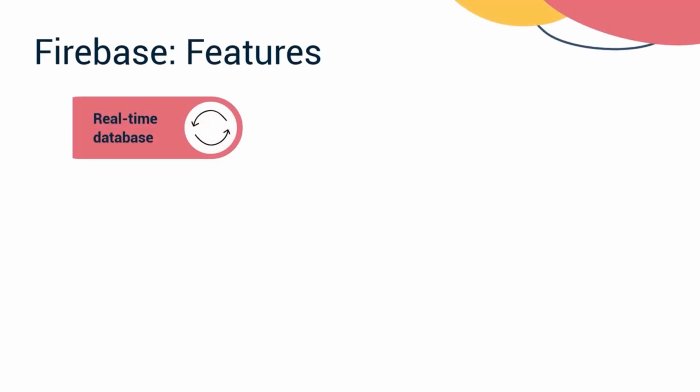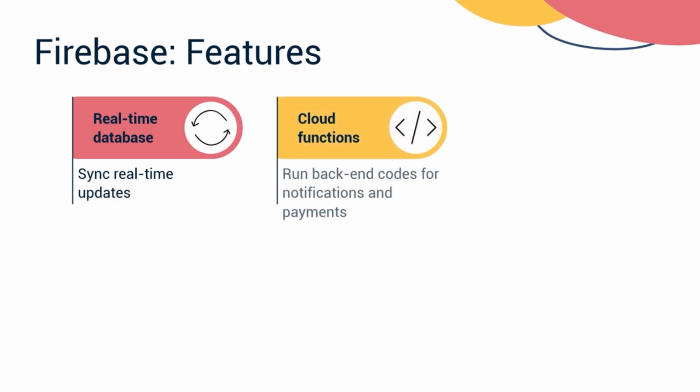Firebase offers a real-time database, which is a NoSQL database that stores data in JSON format and syncs data in real time across all clients. It's especially useful for applications requiring live updates, such as chat applications and collaborative tools. Following that, it's the Cloud Functions, which runs backend code in response to events triggered by Firebase features, or HTTPS requests, which helps send notifications, process payments, or run scheduled jobs.